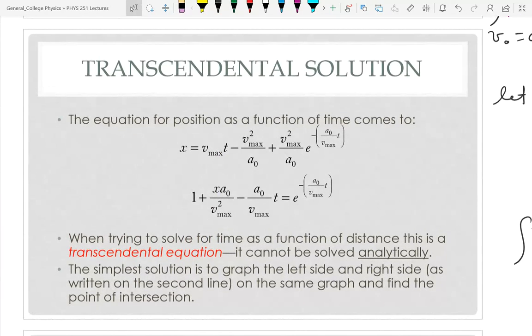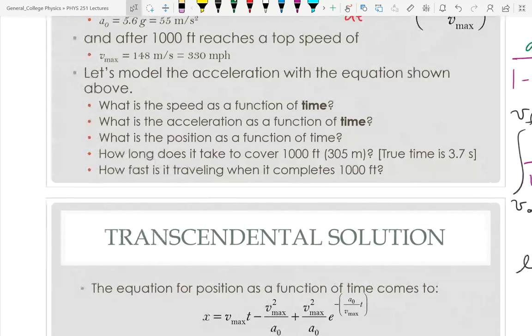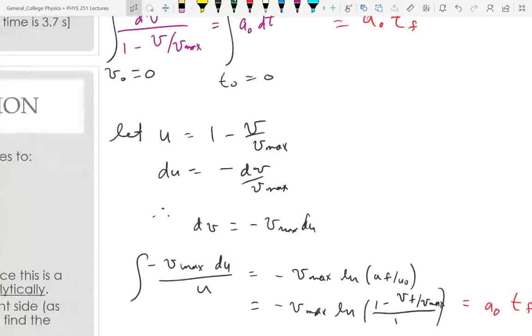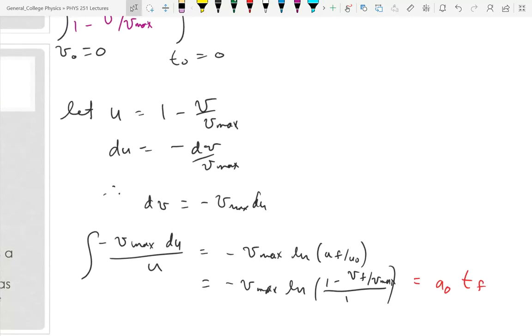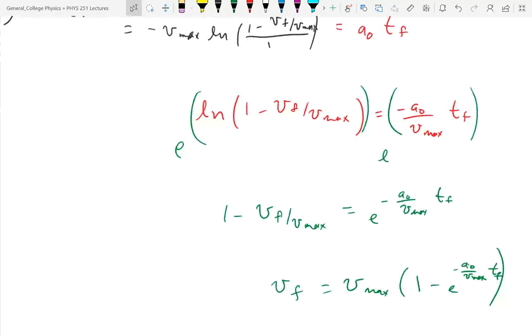Now, I only have 12 minutes left. I don't want to do the next step because the next step is harder. Well, actually, it's not that hard, but it takes more time. The next step is find the position as a function of time, because after all, I think I asked you to find the position as a function of time after we have the acceleration as a function of time and the speed as a function of time. So the speed as a function of time is, keep going down, right there.